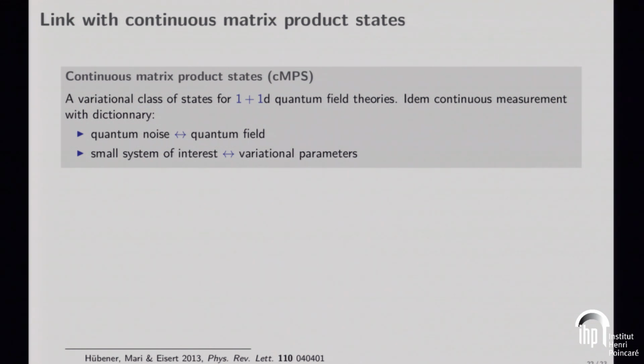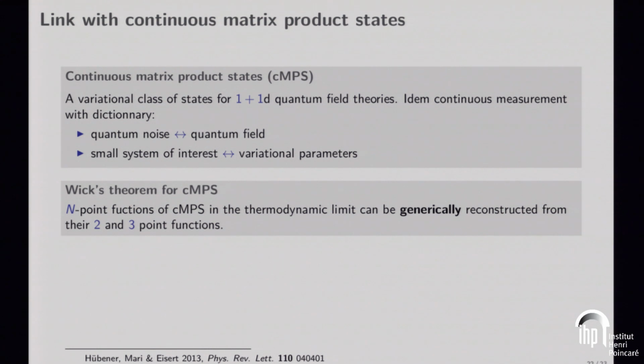Because you can realize that continuous matrix product states, which may be familiar to a small fraction of people here, are a variational class of states for 1+1D quantum field theories. But it turns out the formalism is completely equivalent to continuous measurement if you use the dictionary that the quantum noise is the quantum field, and that the small system of interest in continuous measurement is their variational parameters. So they simulate quantum field theories as the quantum noise of something interacting with a small system, and use this small system to parameterize the quantum field. It doesn't really matter, but this is used especially at the Institut where I am now in Garching, where this is an active area.